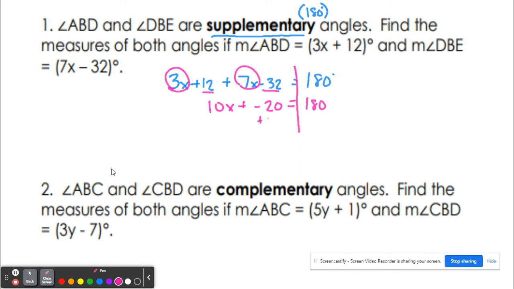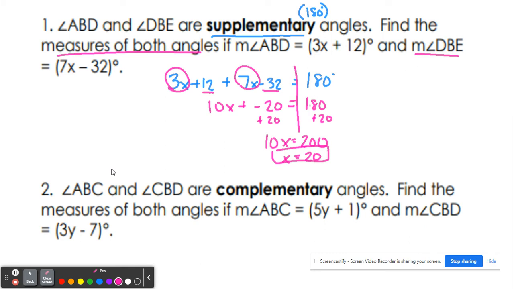All right, so now I'm going to add 20 to both sides. So I have 10x equals 200. X is equal to 20. And so that is my x value, but notice the question here said find the measure of both angles. That's what I'm trying to underline.